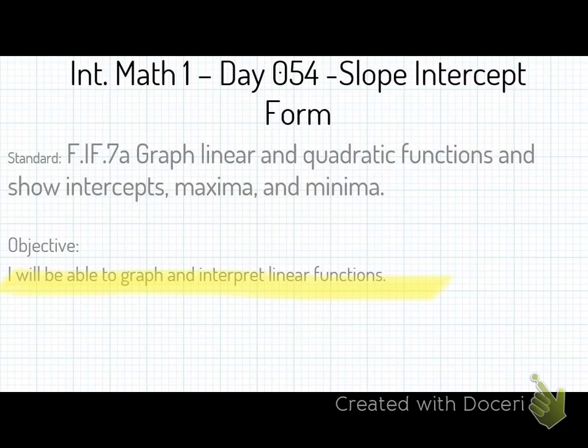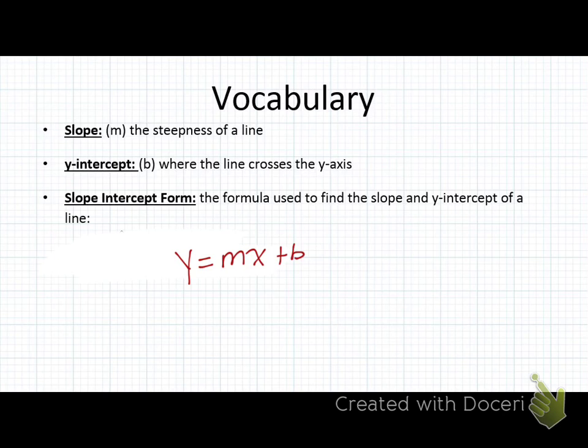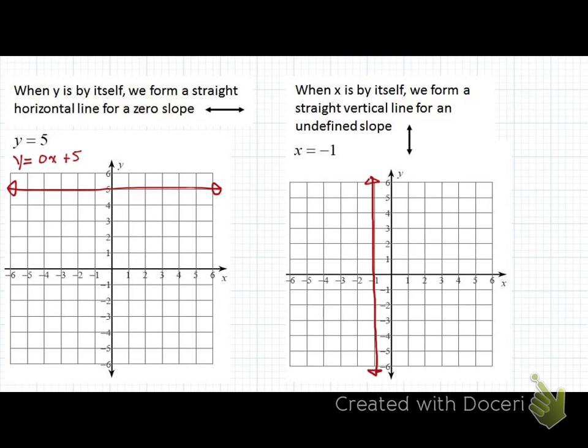Remember yesterday the vocabulary, we had slope, which is m, which is the steepness of the line. Y-intercept is where the line crosses the y-axis. And then slope-intercept form is y equals mx plus b. Okay, y'all remember that from yesterday? Okay, cool. So today we're going to do that.